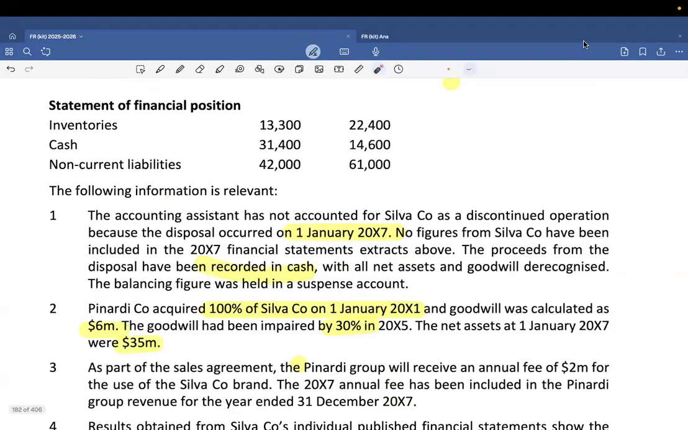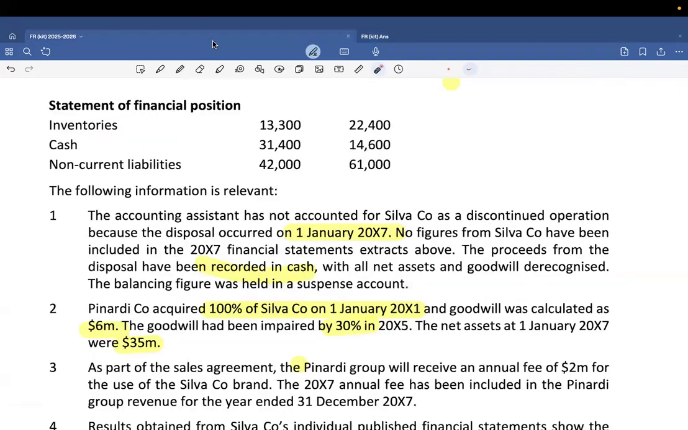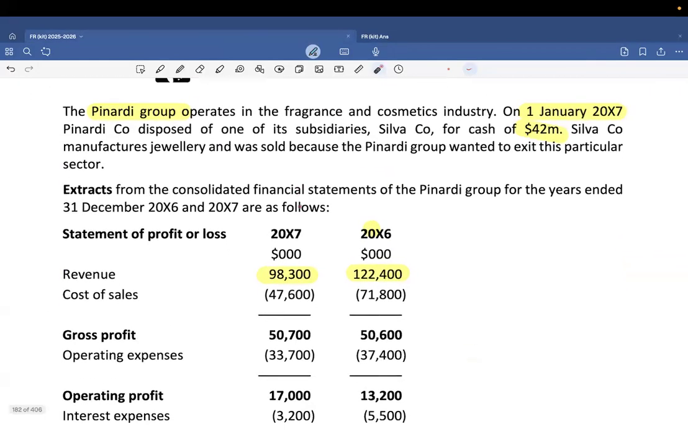So there was 36 million in the last year. If you remove this, the true revenue increase for Pinardi Group would be 11.9 million. Understood? That's what we just calculated, from the fragrance and cosmetic divisions. Clear?